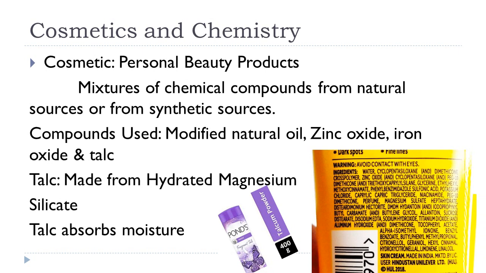Next, we are going to learn about cosmetics and chemistry. Chemistry is very important in cosmetic products. First, we are going to learn about cosmetic. What is cosmetic? It enhances or alters the appearance or fragrance of an individual. What is cosmetics? Cosmetics are mixtures of chemical compounds from natural sources or from synthetic sources. What are the main compounds included in the cosmetics? That is zinc oxide, iron oxide, and talc.